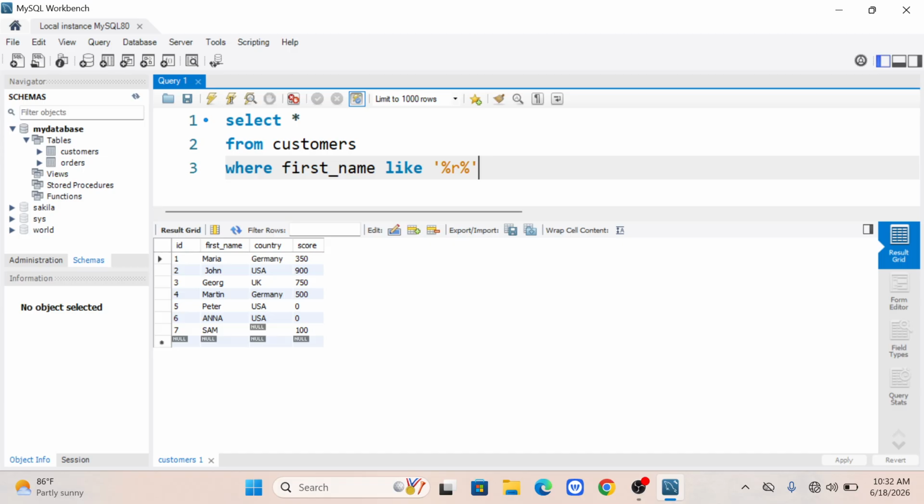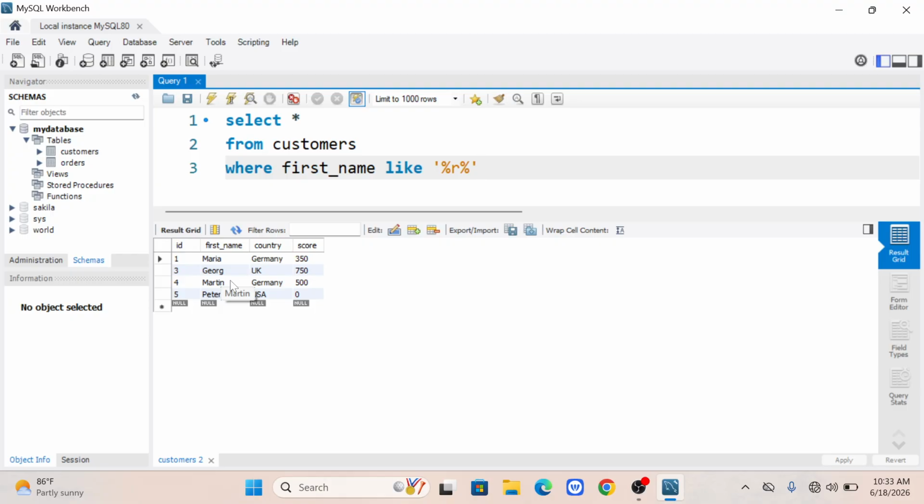Let's execute. Remember we said that we are looking for people whose first name contains R. By looking at this customers table, we have discovered that when we execute this, we should be getting four names, because it's only four names that contain R in the first name, which are Maria, George, Martin, and Peter. So let's go, guys. Then you execute. As you can see, we have four names here: Maria, George, Martin, and Peter.